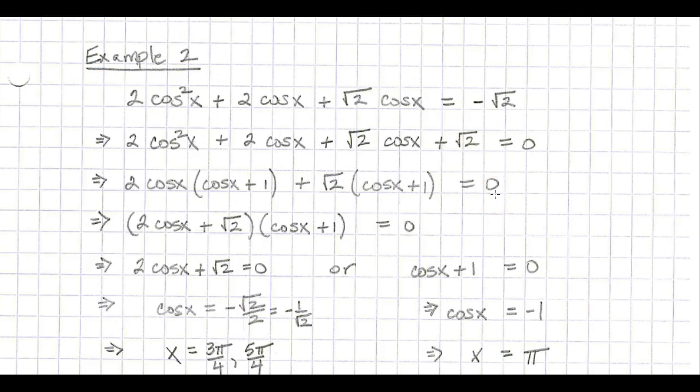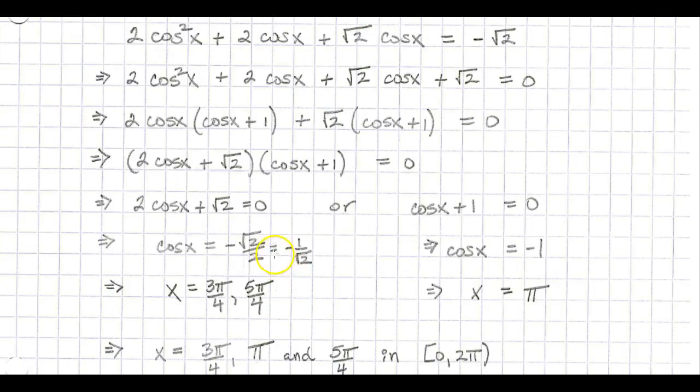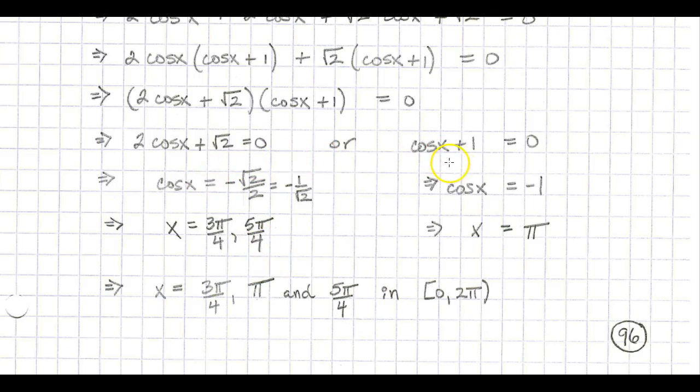Now what will tell you if this is the right path to go down is that these 2 terms now will have a common factor, and that common factor in this case is cosine of x plus 1. So cosine of x plus 1 is multiplied times 2 cosine of x in the first term, and on the second term, cosine of x plus 1 is multiplied times root 2. So it's 2 cosine of x plus root 2 times cosine of x plus 1. Now I have something times something equals 0, so either 1 or both is 0. So 2 cosine of x plus root 2 has to be 0, or cosine of x plus 1 has to be 0. So solving for cosine of x, I get minus root 2 over 2, or minus 1 over root 2.